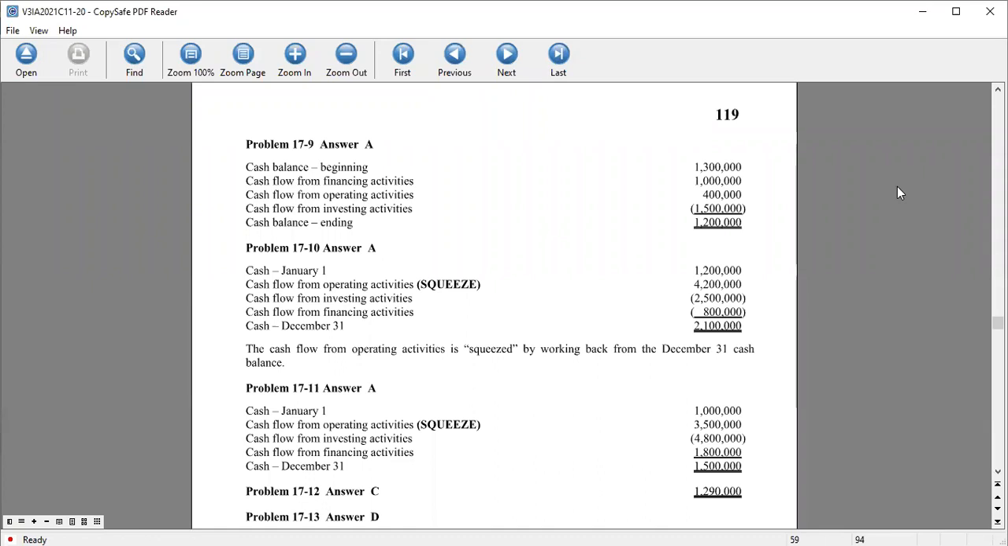Then we go to problem 12. In problem number 12, under the indirect method, what net amount of adjustments is required to reconcile net income to net cash provided by operating activities?